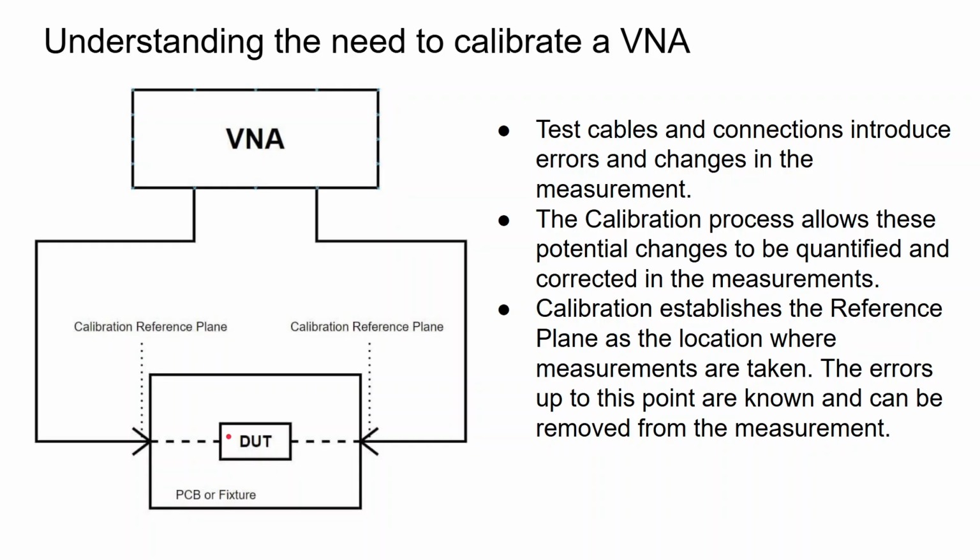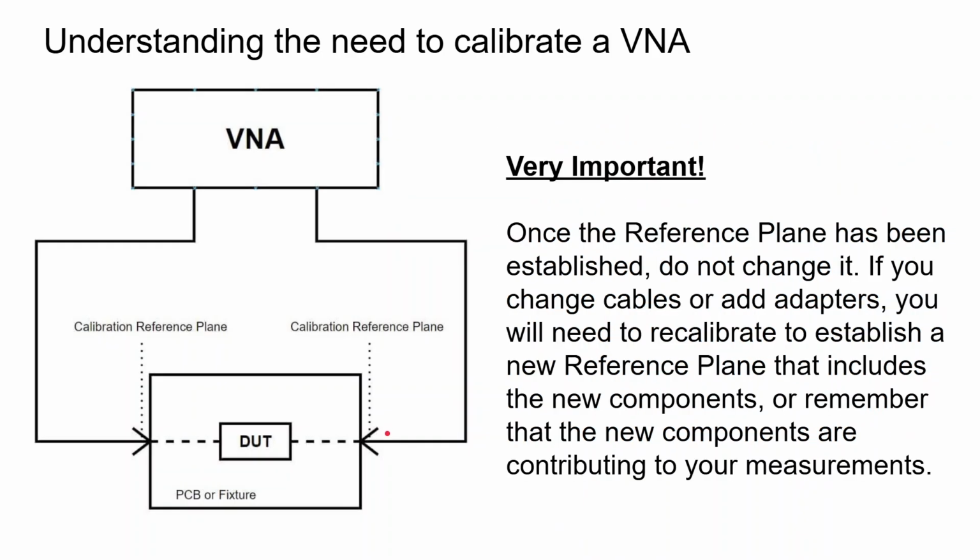So our test cables and our connections introduce errors and changes to the measurement. That's the whole point of calibration, is to eliminate that from our measurements. We can quantify and correct these in our measurements in real time. It's quite an extensive process that the machine goes through. Don't have time to get into it here, but it's fascinating. So then calibration establishes our reference plane as a location where measurements are taken. Errors up to this point are known and can be removed from the measurement.